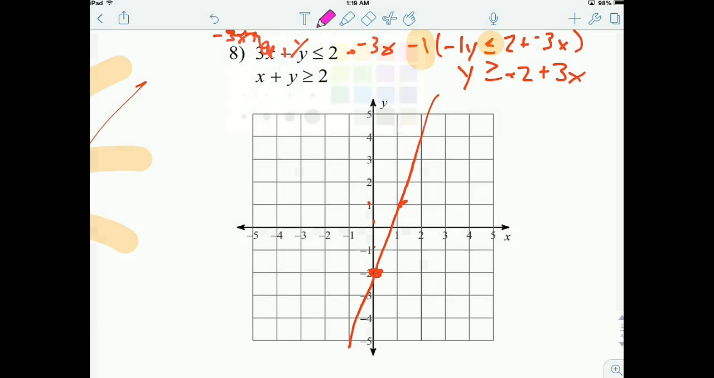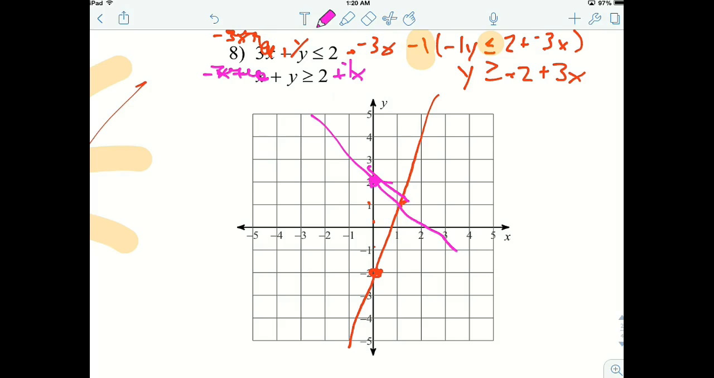The other problem here just has x plus y, which means that we just need to add a negative x to both sides. And now we have y is greater than or equal to 2 plus a negative 1x. So instead of 2 minus x, plus a negative 1x is a little bit easier to work with. Now a y-intercept of 2 is going to be right here. A slope of negative 1 is going to be this way, so it should not be an issue.